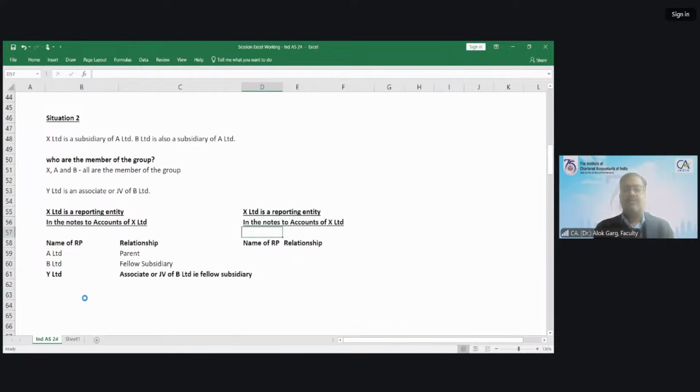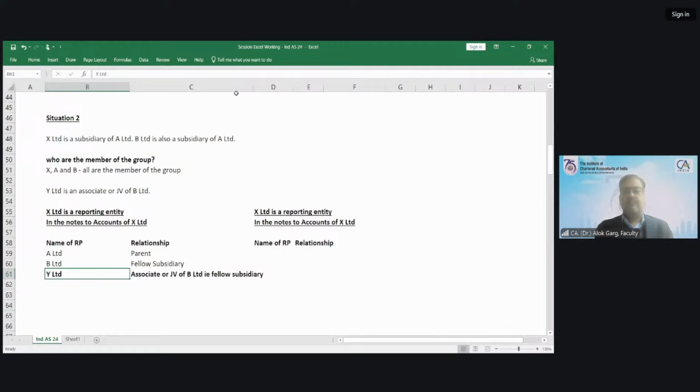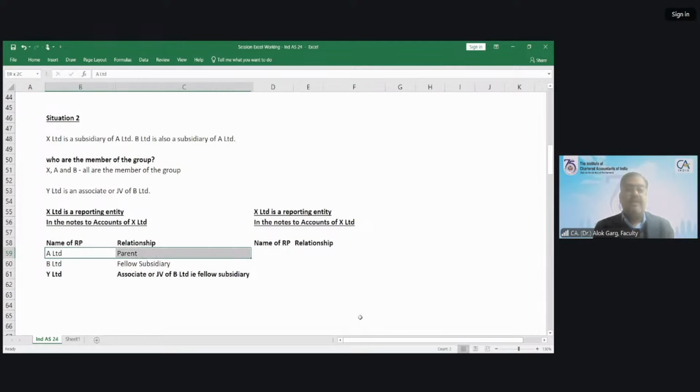What will be in the notes to accounts of B? A Limited is a parent entity in the books of B. Then X Limited is a fellow subsidiary. This is what we are presenting in the books of B Limited, the reporting entity. A is a parent.